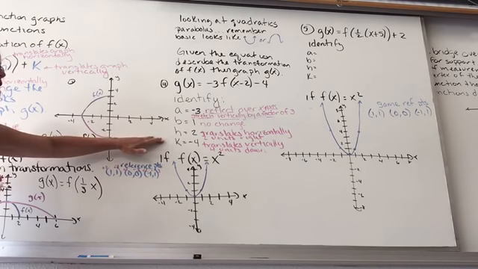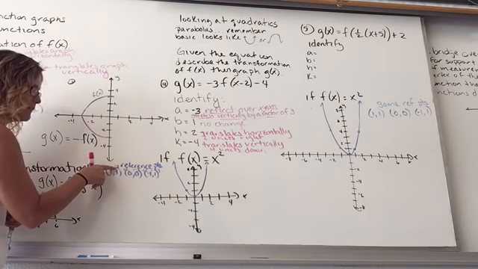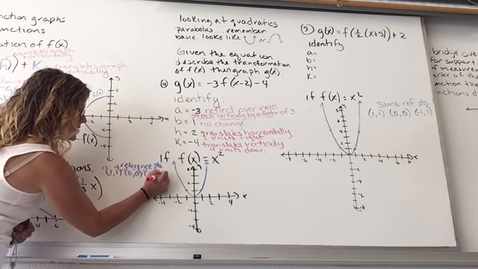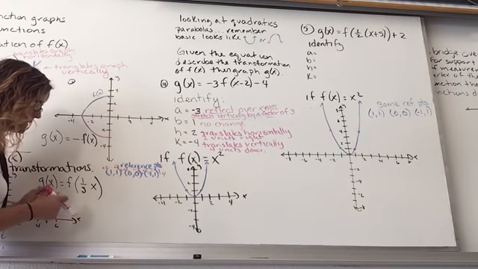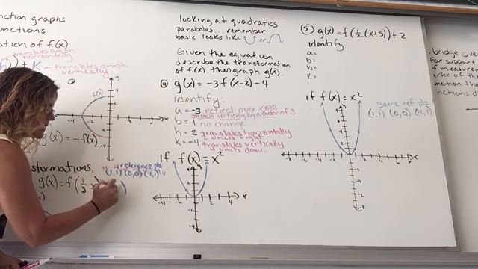K says translates vertically down 4. That means it's adding or subtracting. Since we're going down, it subtracts. So after I multiply it by negative 3, I'm going to subtract 4. So what I'm doing is I am taking the values, and I'm going to write this out a little bit bigger so you can see.